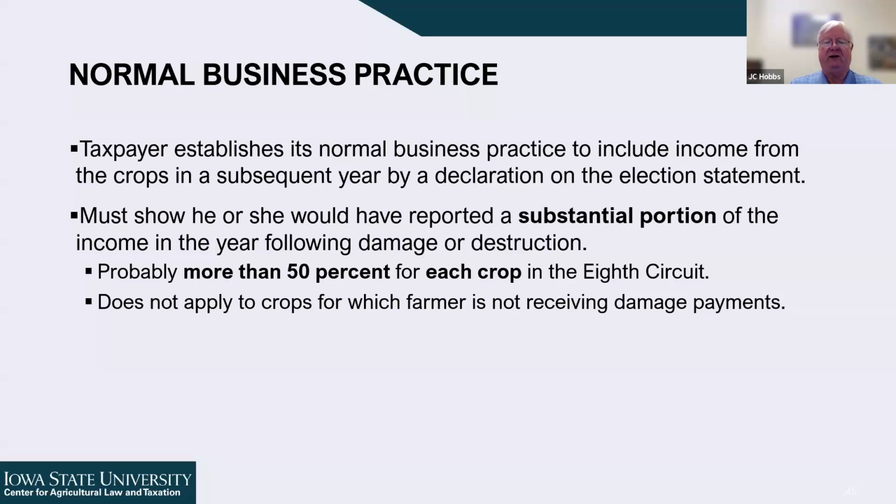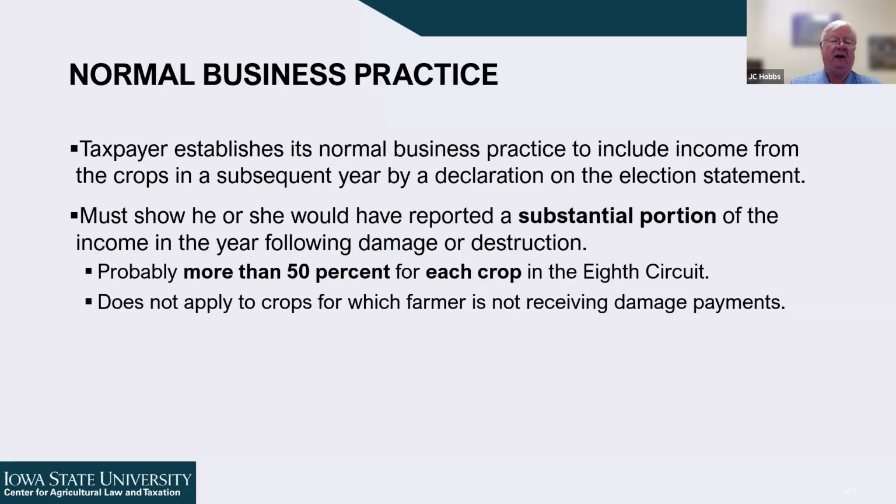This amount is normally sold in the year after harvest. It can be a percentage, whatever. All they're doing is making sure that we don't bunch the income. The taxpayer would have reported that substantial portion of income in the year following the damage or destruction. So they're allowed to do that, even though the crop is lost. We're still allowed to make that election, move the indemnity payment, split it apart.